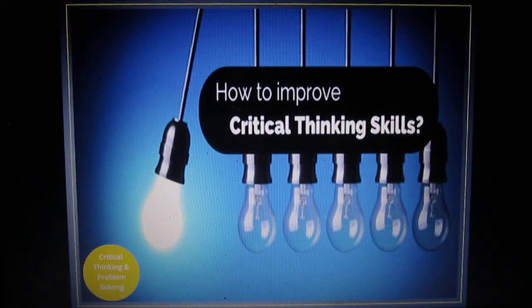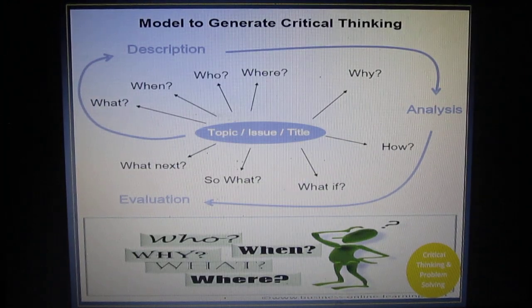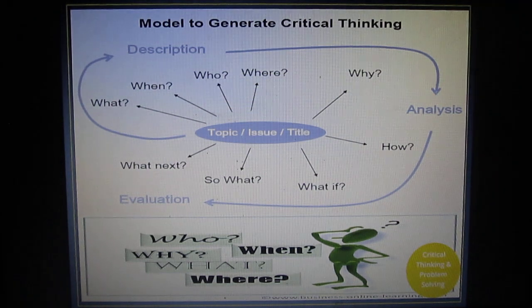Simple. How to improve critical thinking? Simple. This is a table where you will see a lot of words: what, when, who, where, why, how, and so on. These are the words which increase our critical thinking.